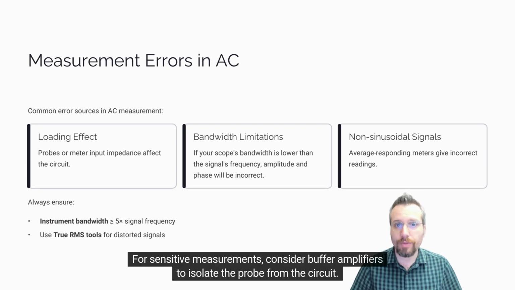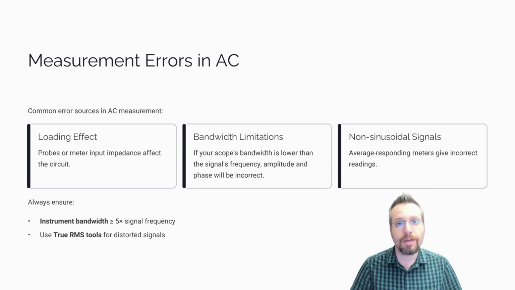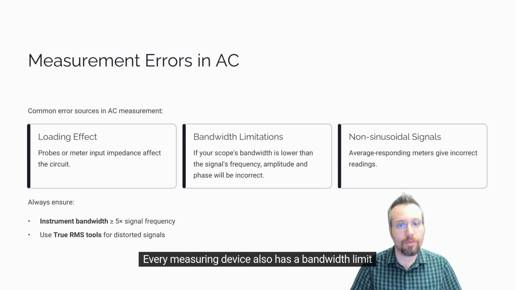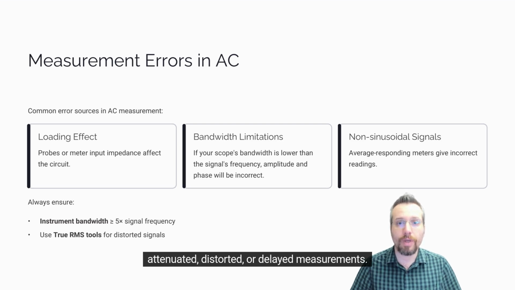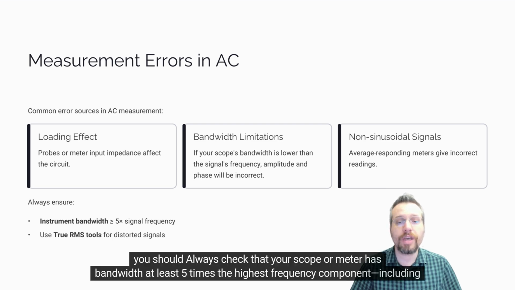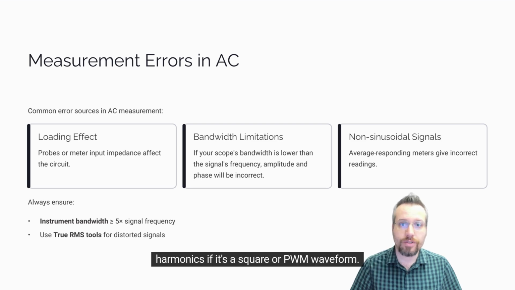For sensitive measurements, consider buffer amplifiers to isolate the probe from the circuit. Every measuring device also has a bandwidth limit, the maximum frequency it can accurately track. If the frequency of your signal or its harmonics is higher than the instrument's bandwidth, you will see attenuated, distorted, or delayed measurements. You should always check that your scope or meter has bandwidth at least 5 times the highest frequency component, including harmonics if it's a square or PWM waveform.